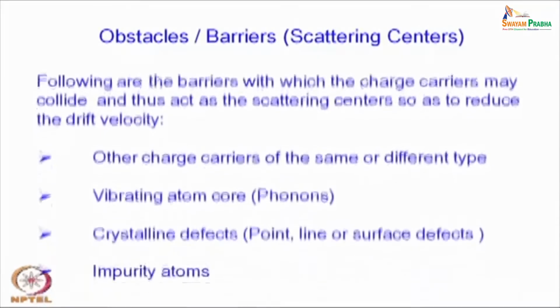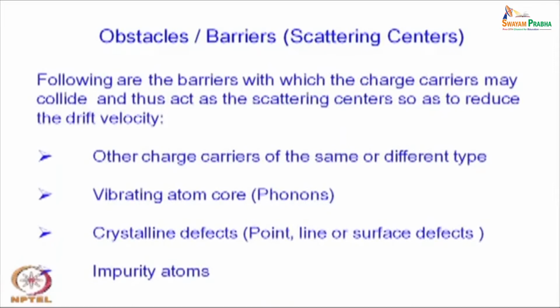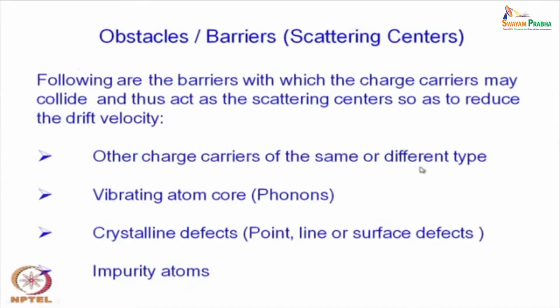Well, to complete this discussion, ultimately we find that the obstacles or different kinds of scattering centers give rise to resistance of the metals. Temperature has an effect, but the obstacles are like this. Other charge carriers of the same or different type, okay. If it is cations or anions, they can also collide with others. Electrons can collide, of course, they can collide primarily with the phonon mode.